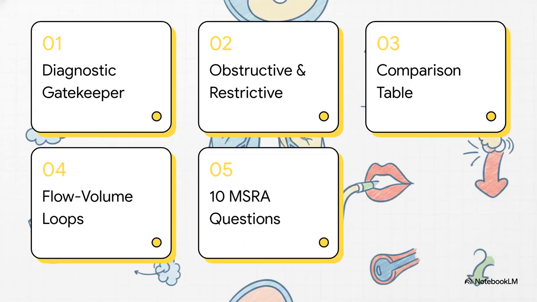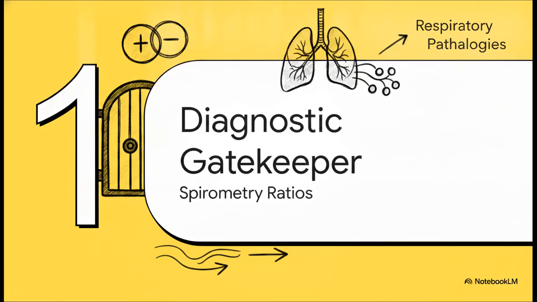Here's our roadmap for today's clinical bootcamp. 1. The diagnostic gatekeeper. 2. Obstructive versus restrictive patterns. 3. The ultimate comparison table. 4. Decoding flow volume loops. And 5. 10 essential MSRA questions.